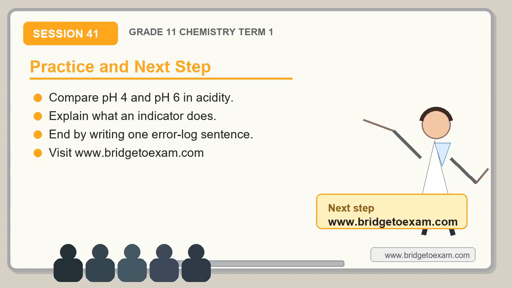Before you leave, practice actively. Task 1. Compare pH 4 and pH 6 in acidity. Task 2. Explain what an indicator does. Task 3. Write one acid property and one base property. At the end of your study, write one sentence beginning, "The chemistry idea I must remember is."